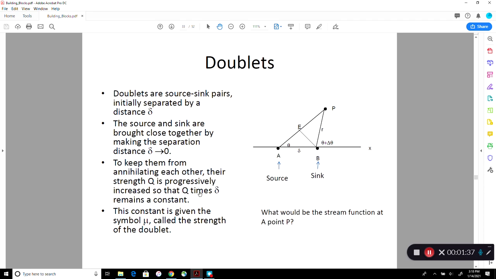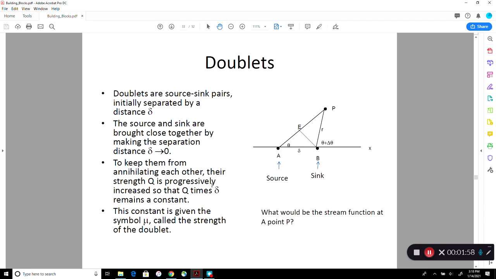Q times delta approaches a constant, which we call mu. Not a viscosity. This happens to be the symbol mu in many books. This is called the strength of the doublet. So remember, Q is like a volumetric flow rate. This is times the distance. So it's got an extra distance to it.